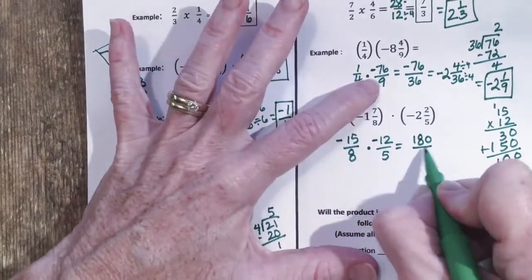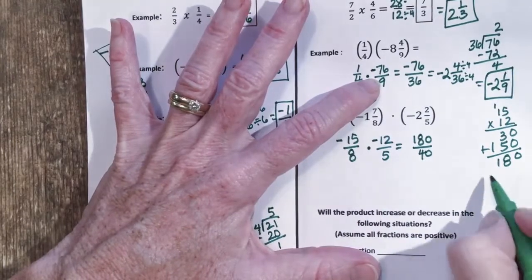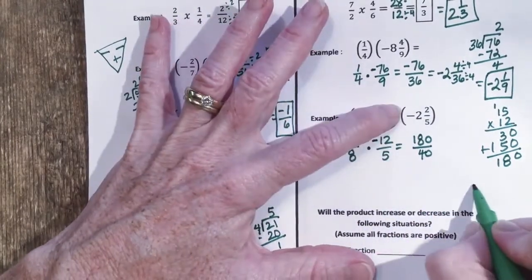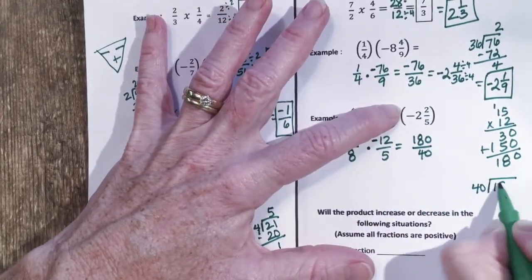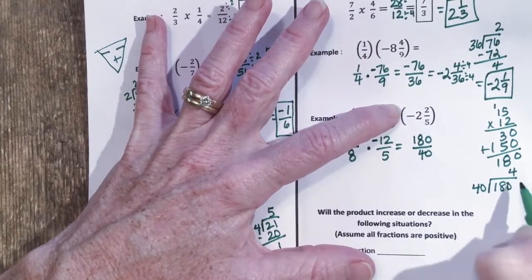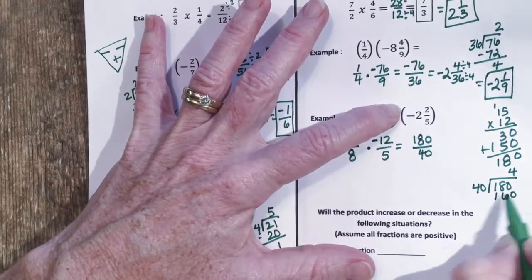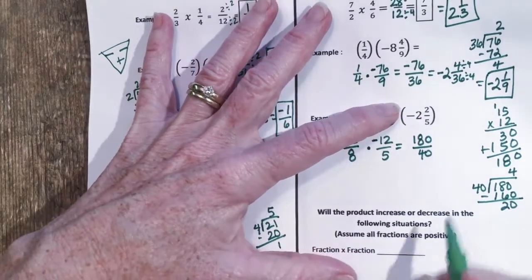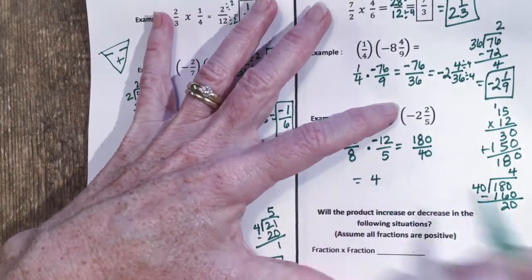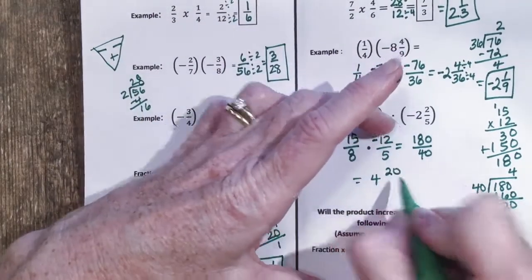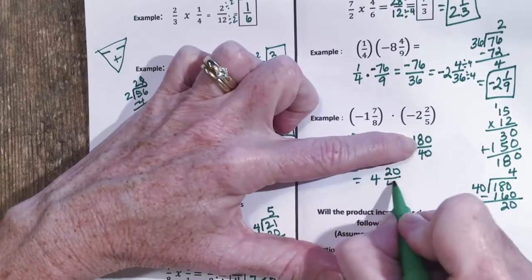8 times 5 is 40. I need to make this into a mixed number, so I'm dividing 40 into 180. It will go 4 times. 4 times 40 is 160. Subtract and get 20. So now my whole number is 4. 20 is my numerator. My denominator is still 40.